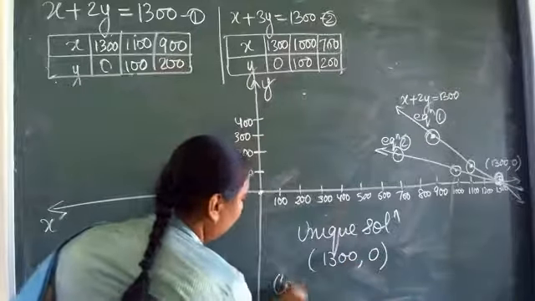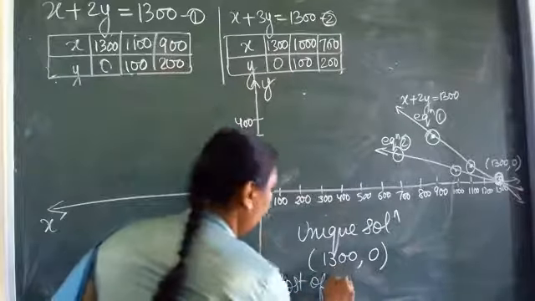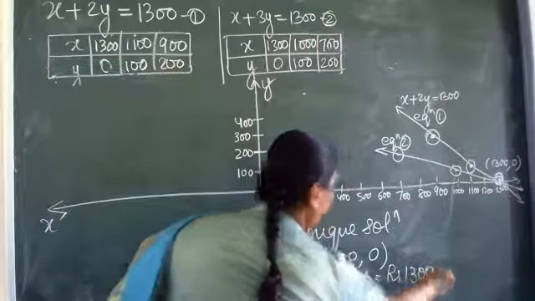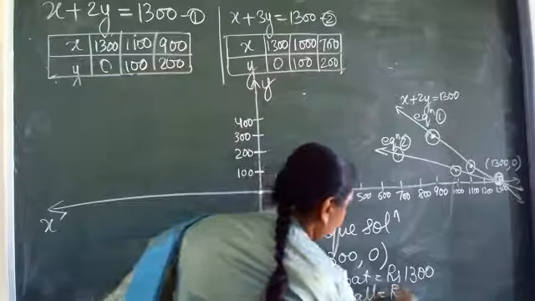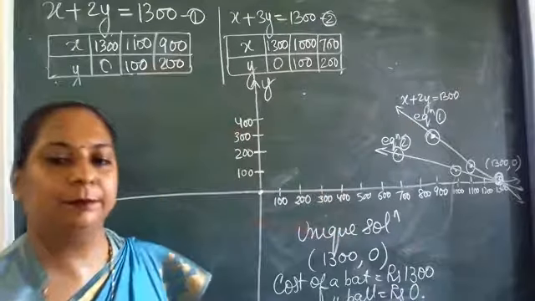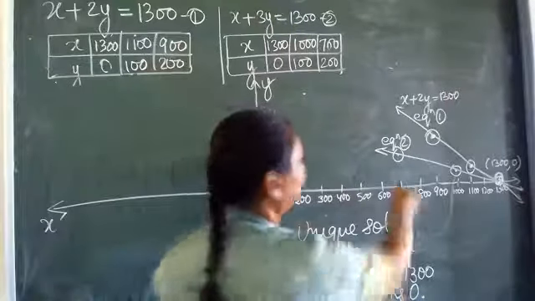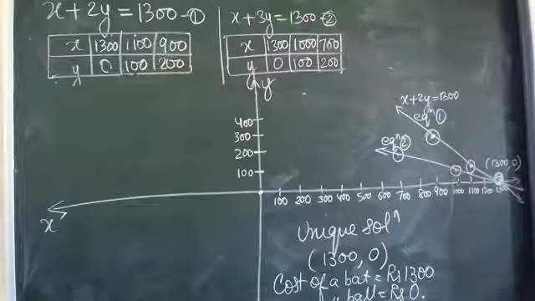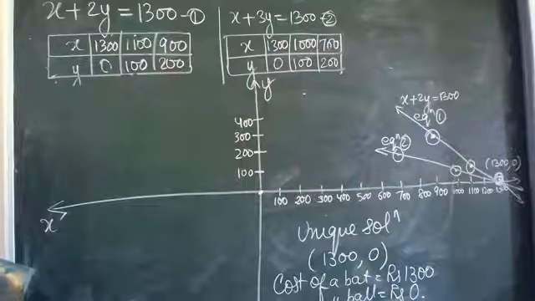Now the cost of one bat is x. So the cost of a bat is rupees 1300 and the cost of a ball is 0. Clear? Now moving to the next question.